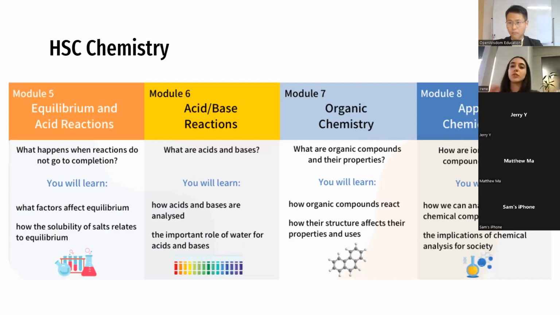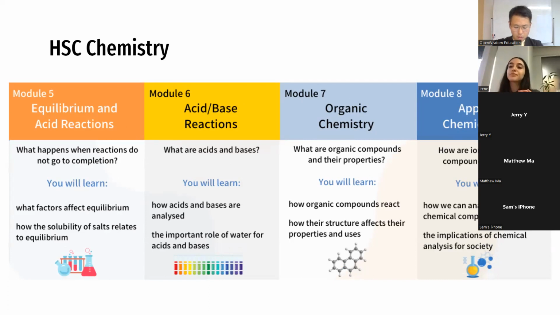Then we've got year 12 chemistry or HSC chemistry. The first module is equilibrium and acid reactions. So here you will look at reversible reactions and the solubility of salts and acids. Then in the second module, which is acid and base reactions, you will look at what is an acid, what's a base, how do they react, what are the products, and so on. And you will do a lot of calculations in this module and also in module 5.